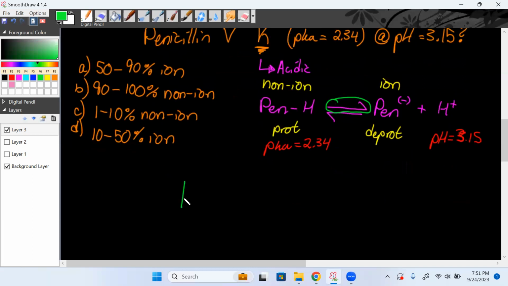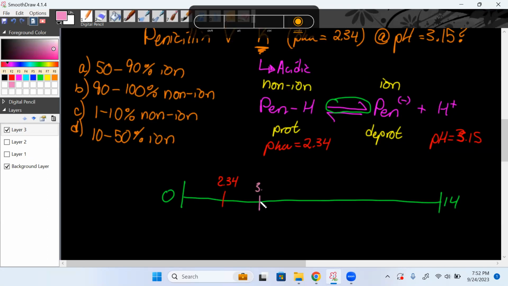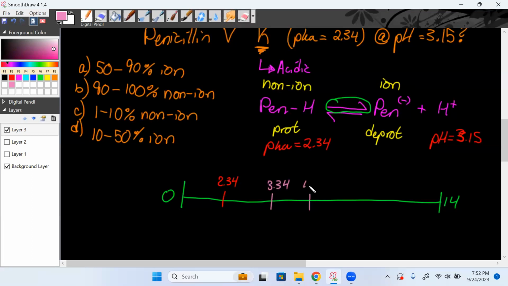So we can construct our number line. And we have our pKa at 2.34, which would mean that we can go to 3.34, 4.34, 5.34. And our pH is found right here, 3.15.